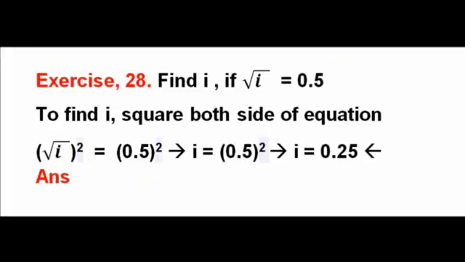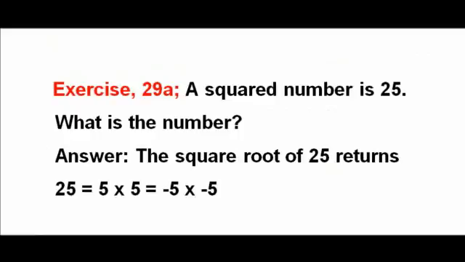Exercise 28. Find l if square root l equals 0.5. To find l, square both sides of the equation. Square of square root l equals 0.5, which returns 0.25, is the answer. See image.